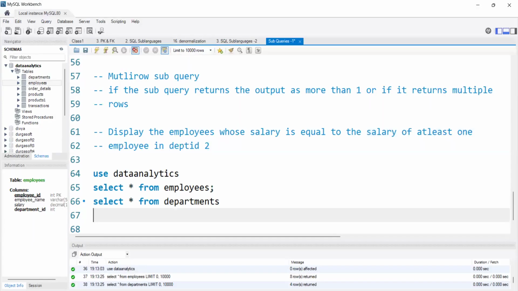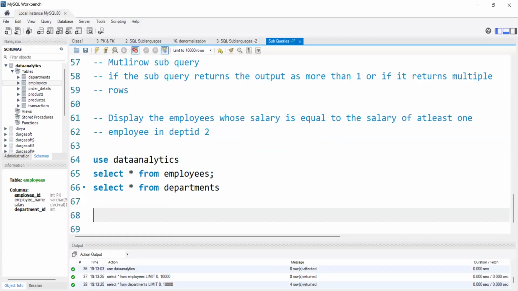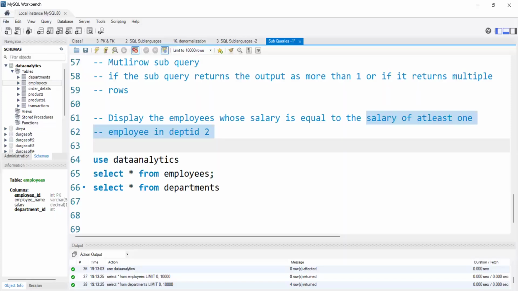Okay. So first I need to fetch the salary of at least one employee in department ID 2. Let's forget about at least for now. I'm saying the salary of one employee in department ID 2; first of all, I want to understand the salary of employees in department ID 2, correct? This will be our second question.